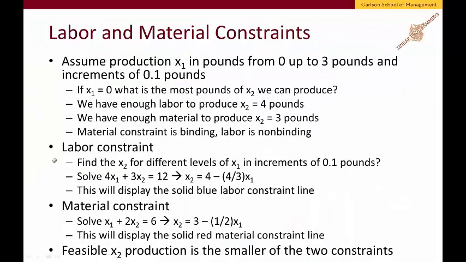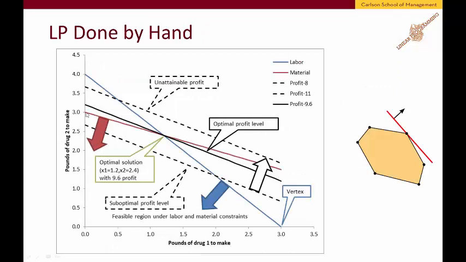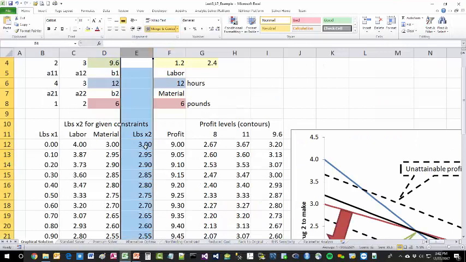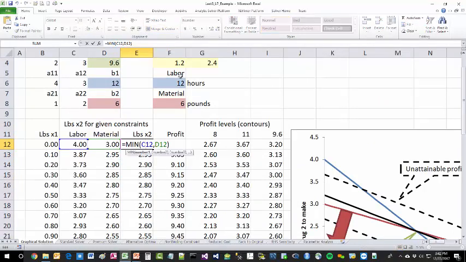Now, the smallest of these two constraints we know is the feasible x2 production. We know that just by looking at this chart. The smaller of material and labor on this side is material, and the smaller of material and labor on this side of the optimal vertex is the labor. And that in Excel is implemented in column E, with the MIN function. Okay, next.